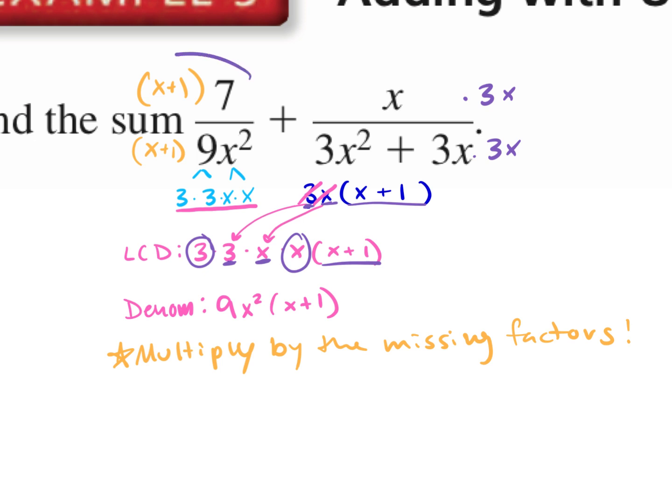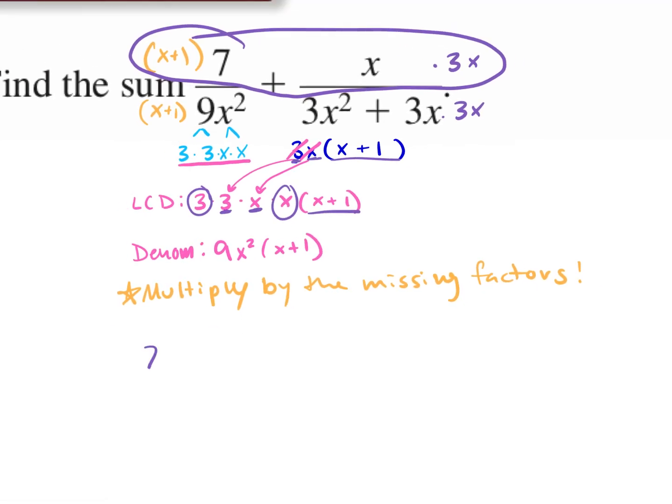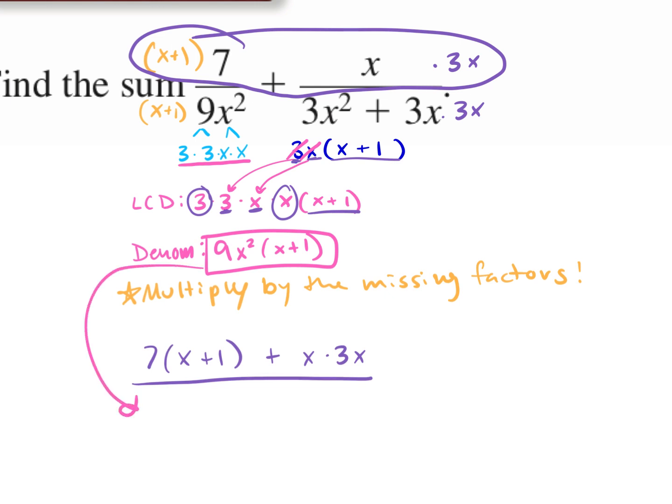So we multiply the tops. We're just adding our numerators together now. So we have 7 times (x plus 1) plus x times 3x over our denominator, which we already said was the least common denominator that we made here. So 9x squared times (x plus 1).